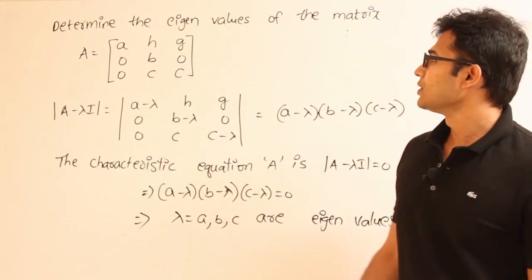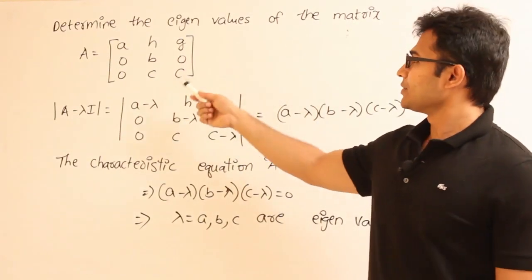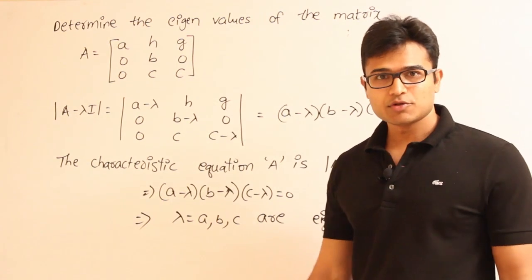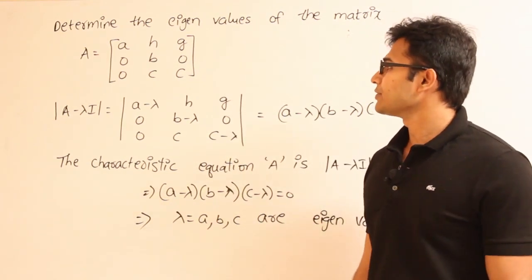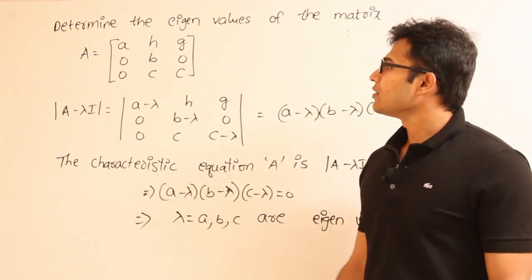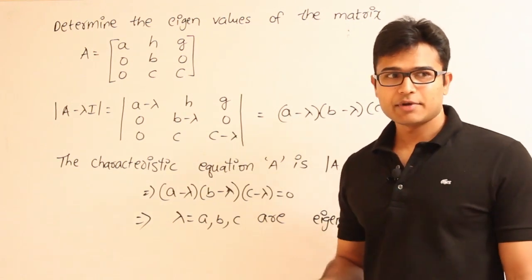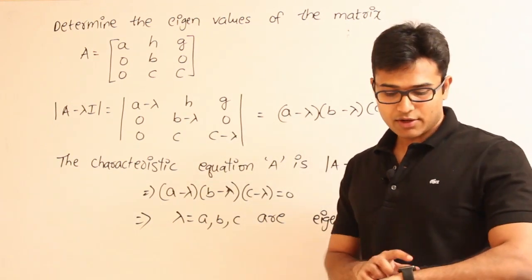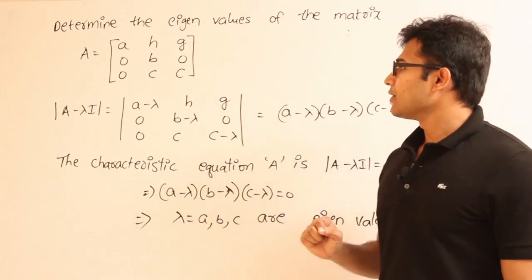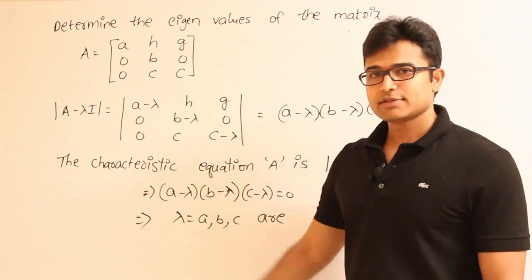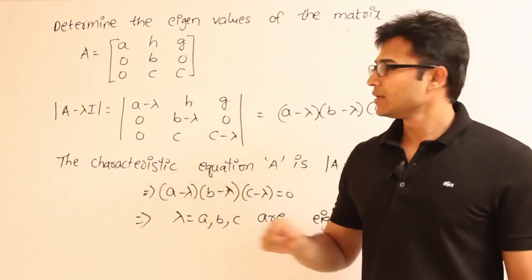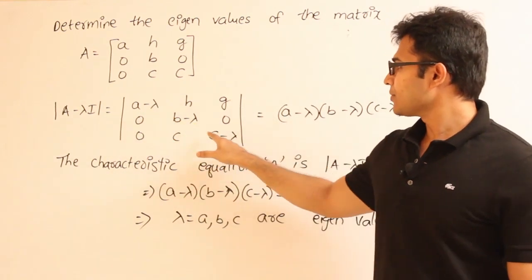Let's see this example. Determine the eigenvalues of the matrix. So this matrix is given and we are supposed to find out the eigenvalues of this matrix. So simply, first of all, you have to find out A minus lambda I. The easiest way to find out A minus lambda I is just take the diagonal elements and then subtract lambda from that. So you subtract lambda from here, lambda from here, lambda from here.